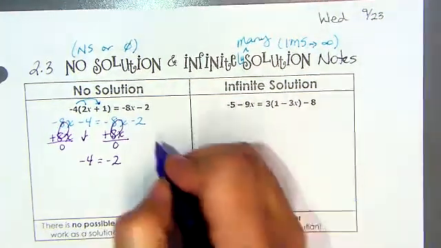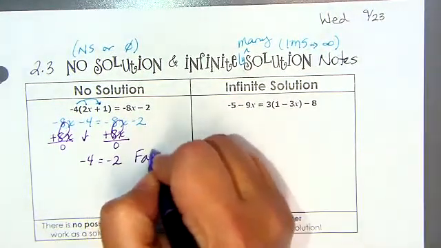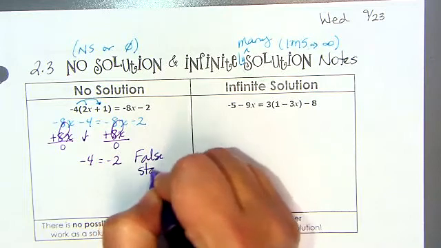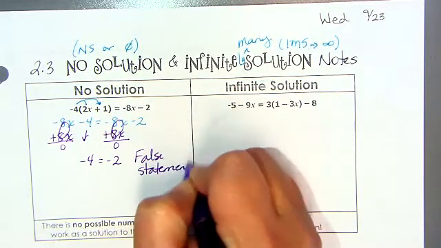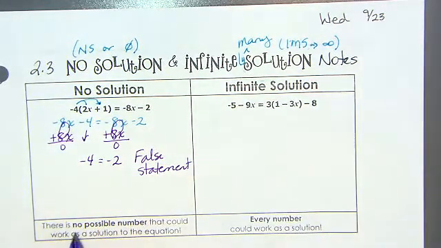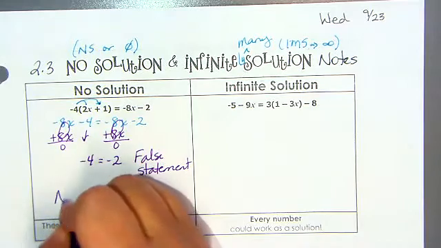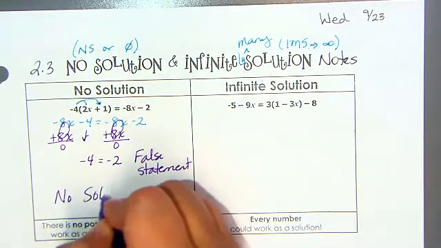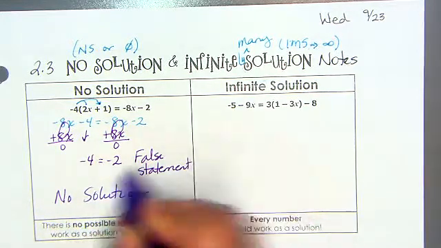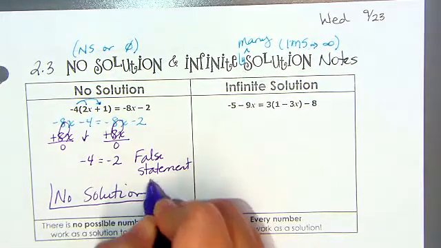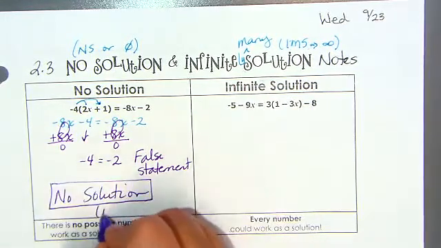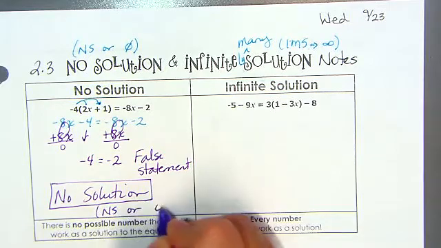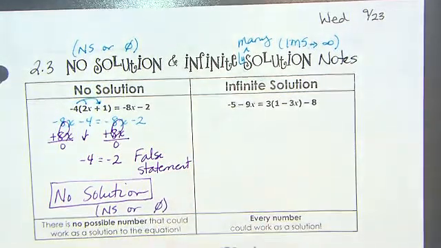This is a false statement. That means there is no possible number that could work as a solution to the equation. Since it's a false statement, my answer is no solution, which can also be written as NS or the empty set symbol. Either one of those is correct.